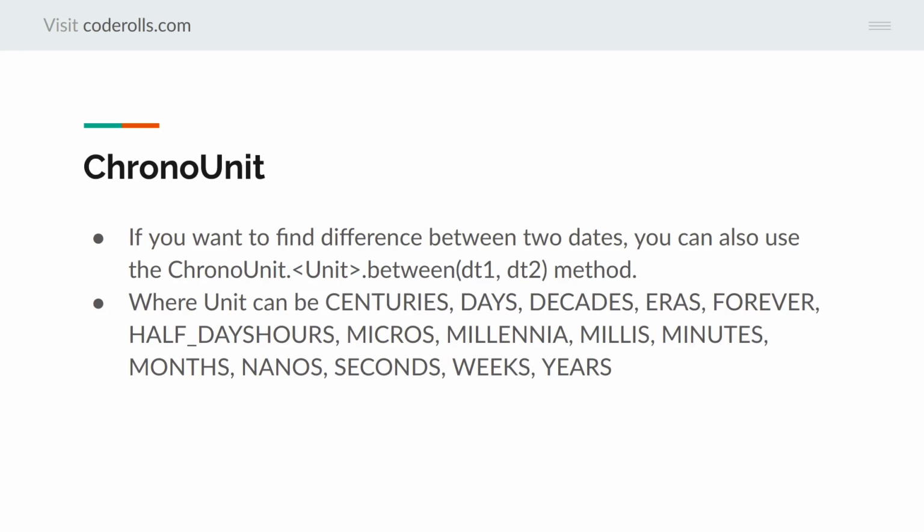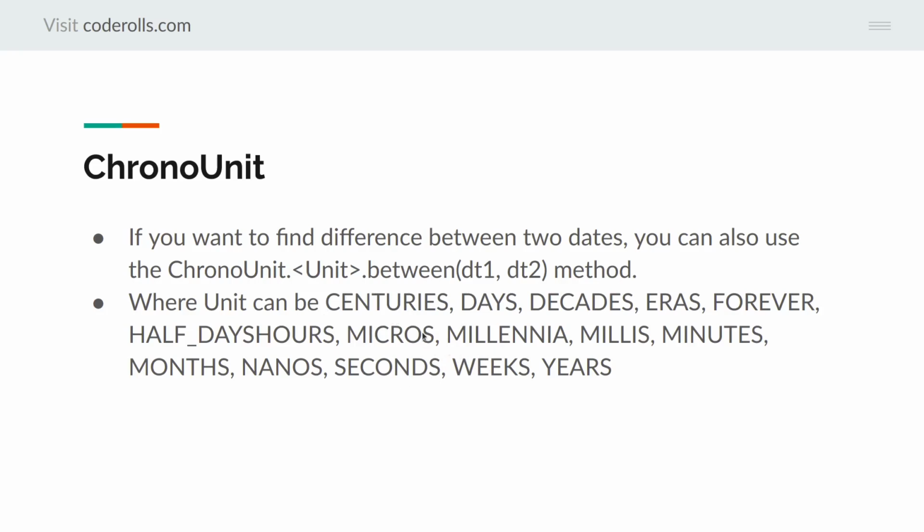The ChronoUnit enum has multiple units, and you can see them in the second point, and we can use these units to calculate the difference between two dates. Let's say I have two dates and I want to calculate the difference in weeks. Then I will be using ChronoUnit.WEEKS.between and I will pass these two dates as parameters. Similarly, you can calculate these differences in centuries, days, decades, seconds, minutes, and so on. You can use all these units to calculate the difference between these two dates.